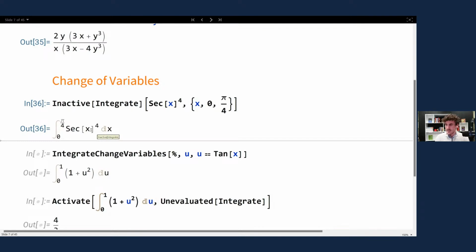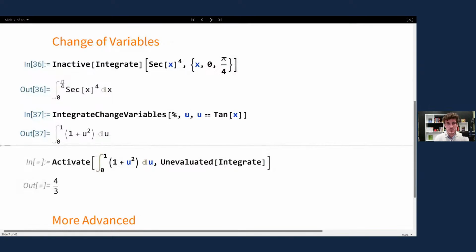Now, with this inactive Integrate symbol, we can do things like use IntegrateChangeVariables. Percent just means the most recent output. And we've made the substitution u goes to tan of x. Those of you who know your trigonometric substitutions should recognize this is correct. Even the limits have changed. And finally, we can activate the result and carry out the integration with the change of variables, and we get 4/3.